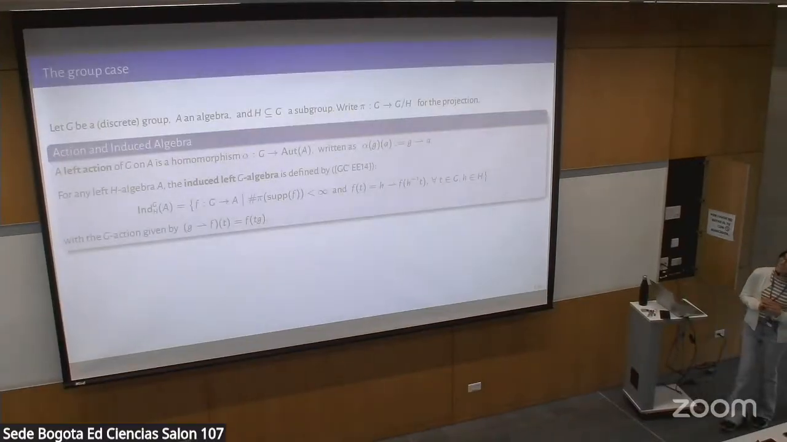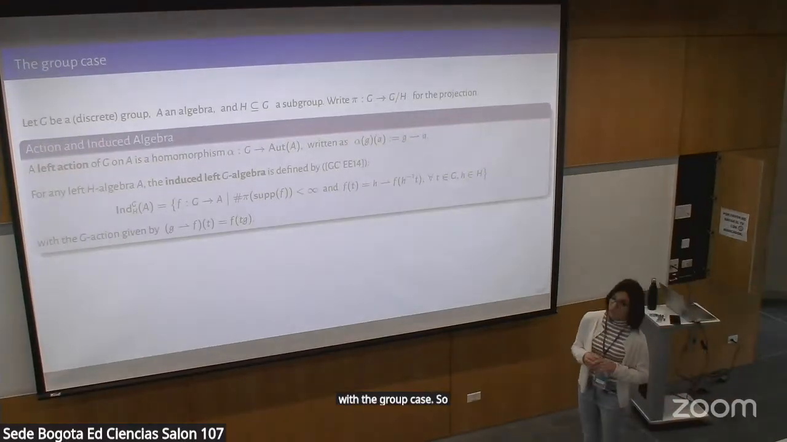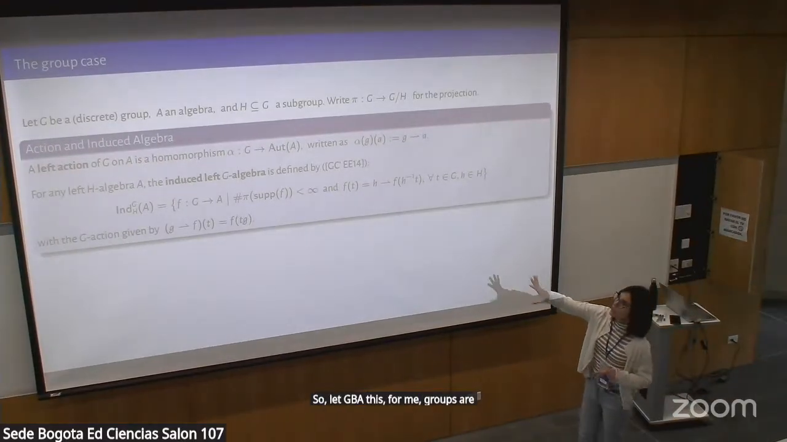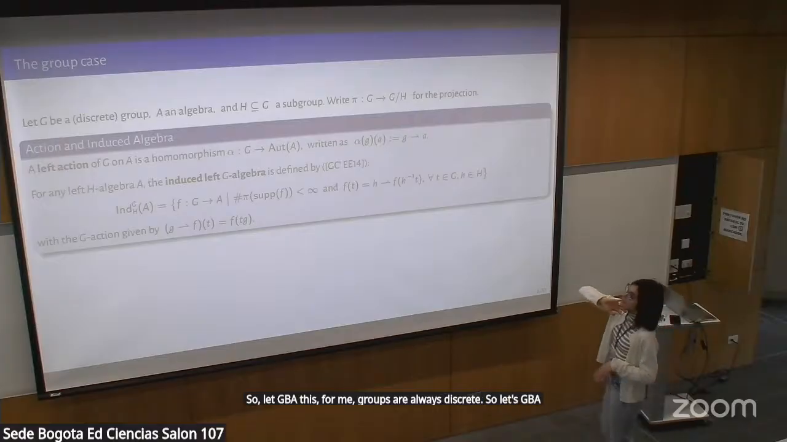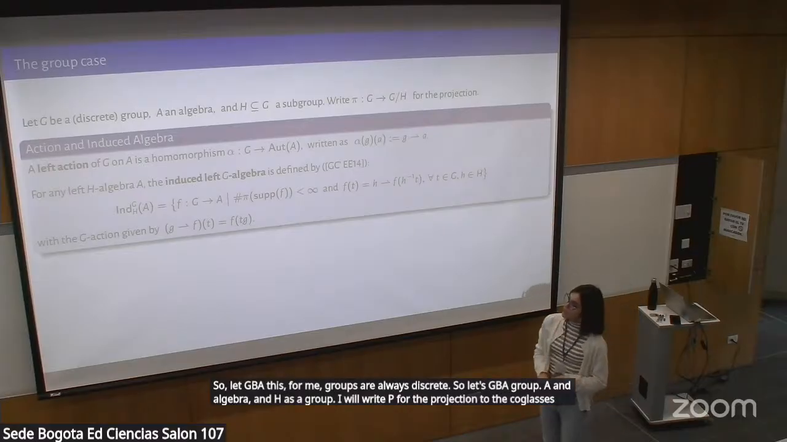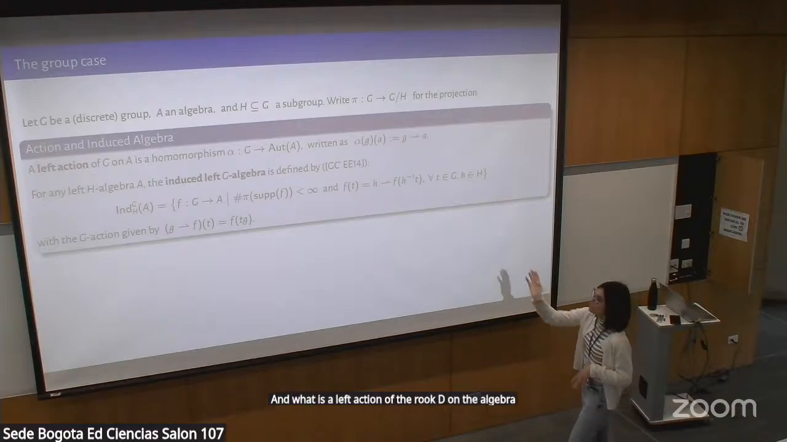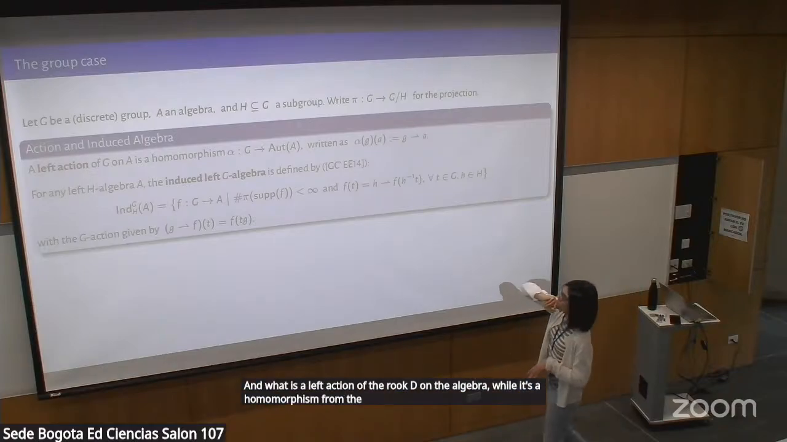Okay. So let's start with the group case. So let G be a, for me, groups are always discrete. So let G be a group, A an algebra, and H a subgroup. I will write P for the projection to the cosets. And what is a left action of the group G on the algebra? Well, it's a homomorphism from the group to the automorphism group of the algebra.